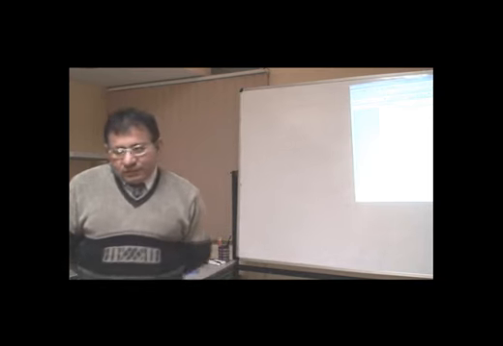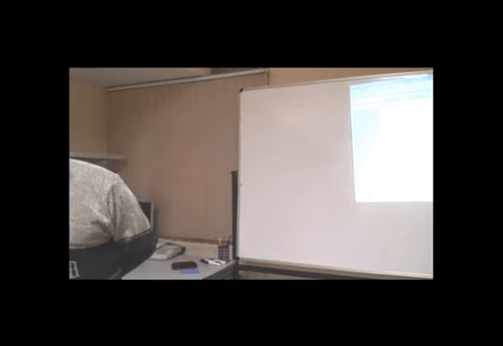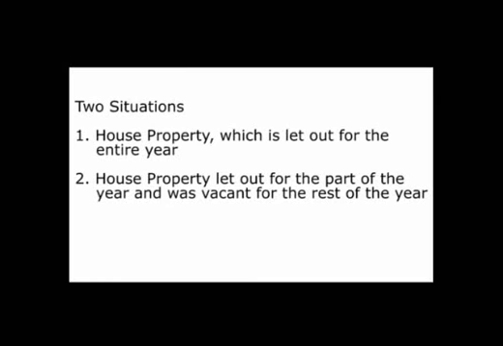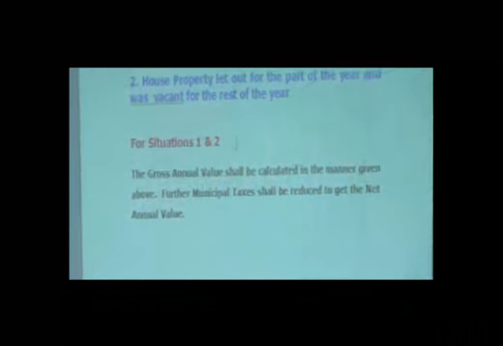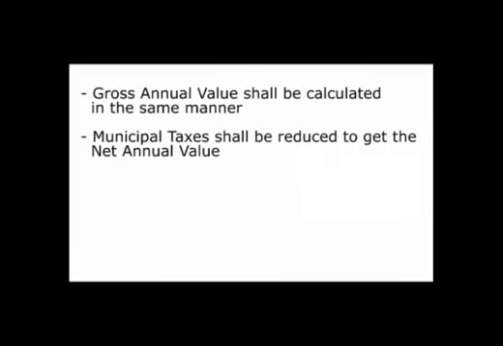Taking the first 2 categories: house property which is let out for the entire year, and second situation is house property which is let out for part of the year and was vacant for the rest of the year. In this case, the gross annual value of the property shall be calculated in the same manner as we have discussed in our earlier discussions. Same method could be followed for both the cases.